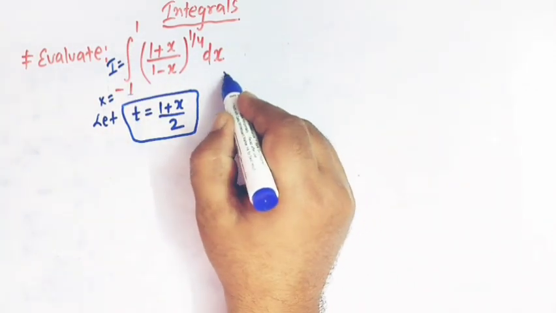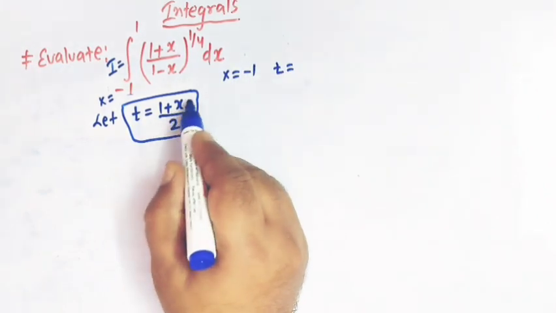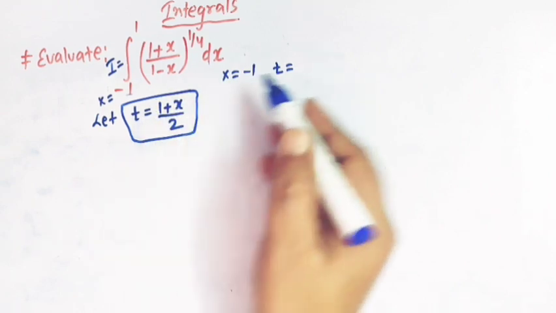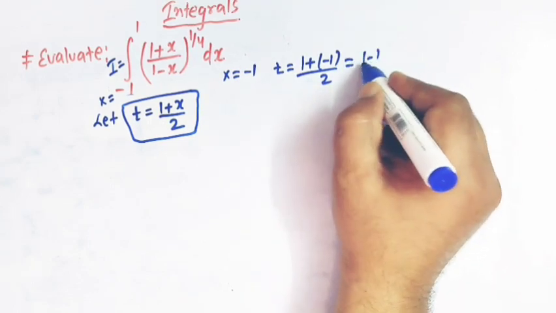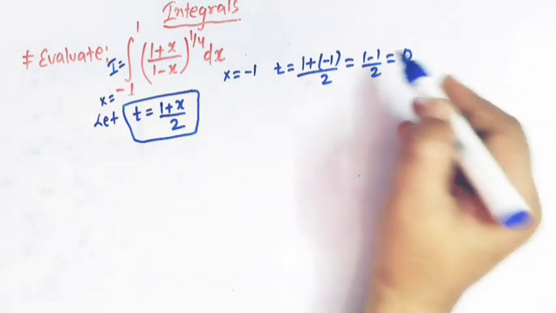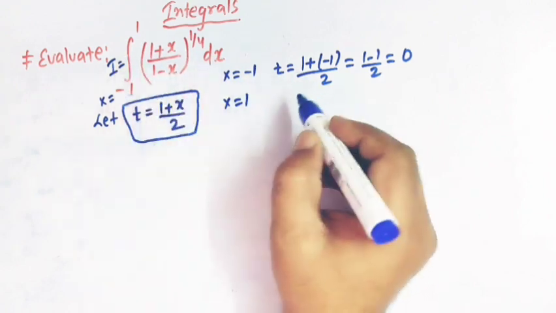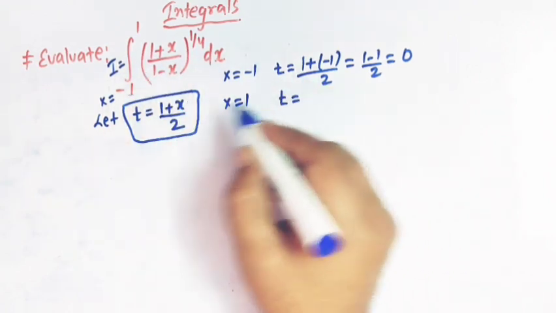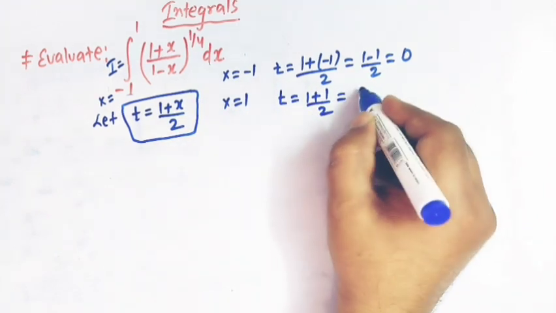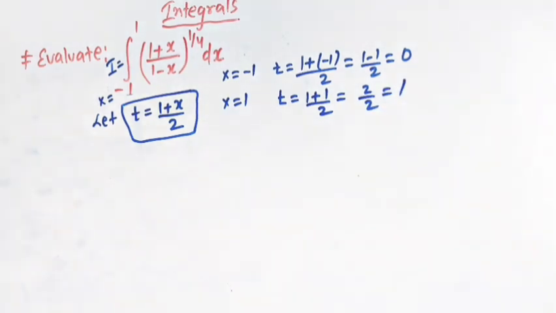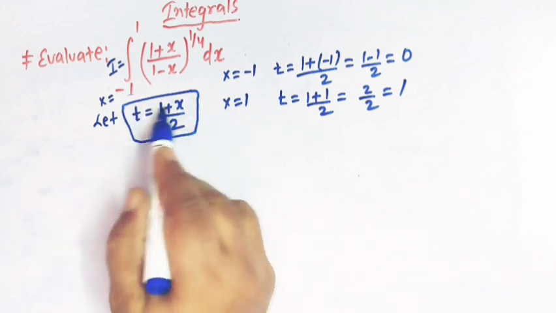When x is -1, the value of t is obtained by taking x equal to -1 in this result. So we have (1 plus -1) over 2, that is (1 minus 1) over 2, that is 0. Similarly, when x is 1, the value of t is obtained by taking x equal to 1 in this expression. So we have (1 plus 1) over 2, that is 2 over 2, that is equal to 1. Now let us rearrange this expression.